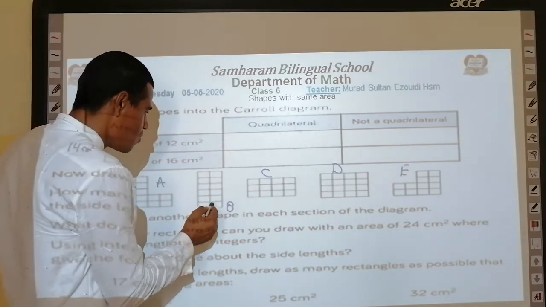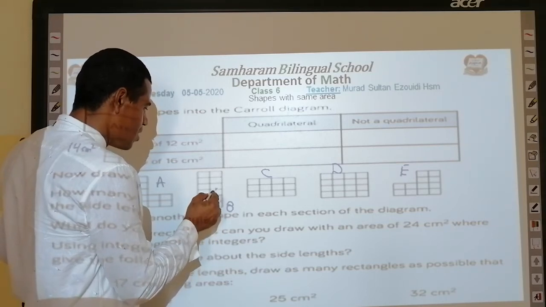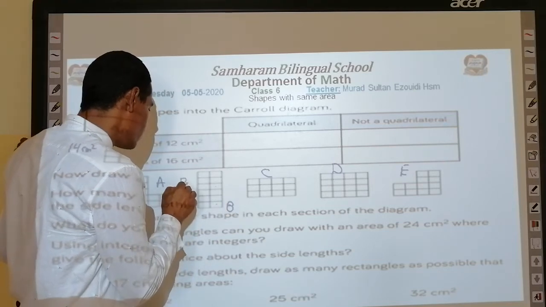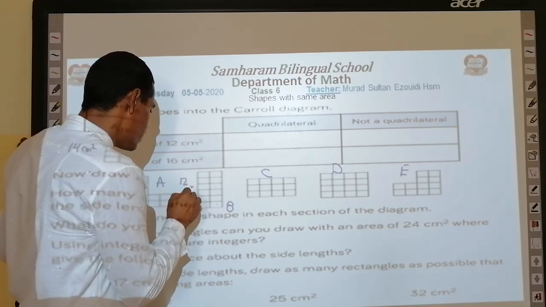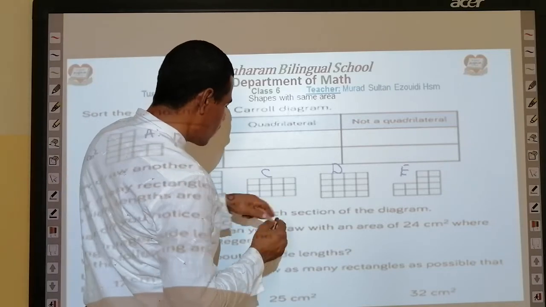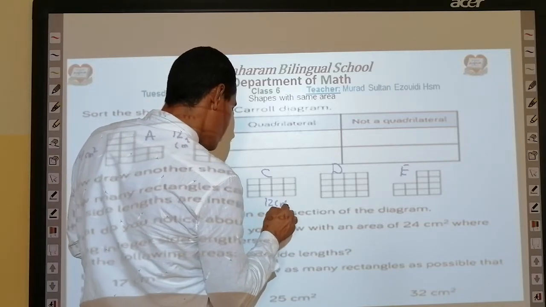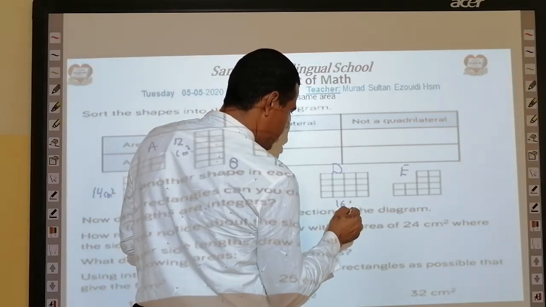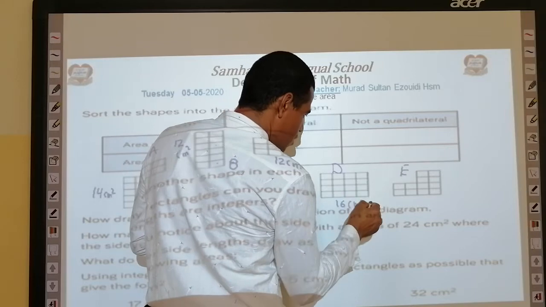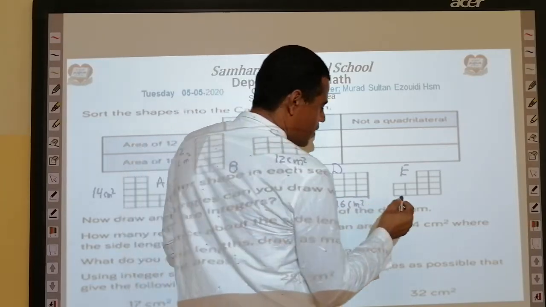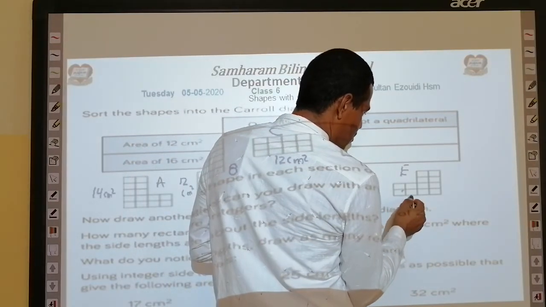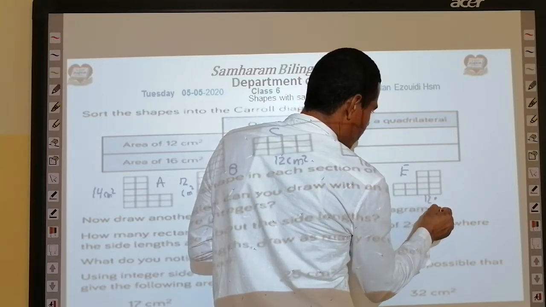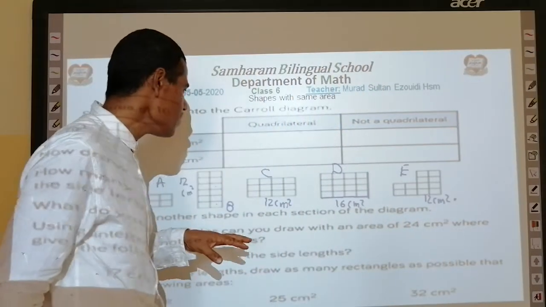The next: 1, 2, 3, 4, 5, 6 multiplied by 2 is 12. This is 12 centimeters squared. This one, 3 multiplied by 4, is 12 also, centimeters squared. This one, 4 multiplied by 4, is 16 centimeters squared. This is a compound shape. 1, 2, 3, 4, 5, 6, 7, 8, 9, 10, 11, 12. This is 12 centimeters squared.